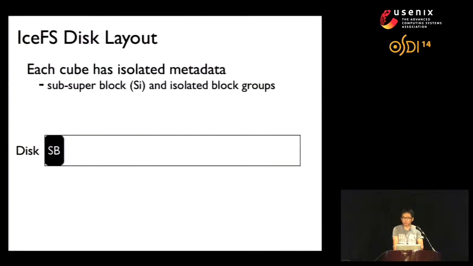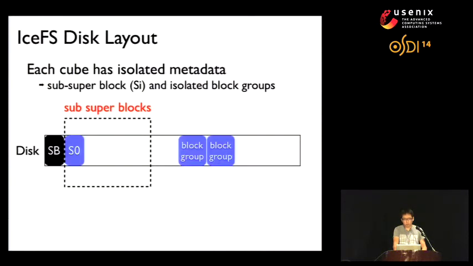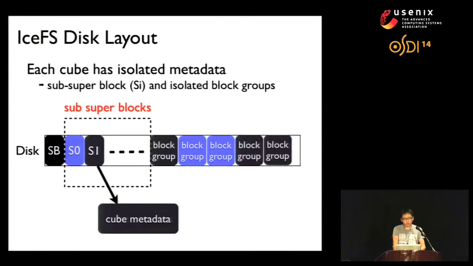Following the shared super block, we have a sub-super block area. This will store all the cubes' sub-super blocks. So each cube has its own sub-super block, and it also has its own block groups. In the sub-super block, we store the cube-related metadata.